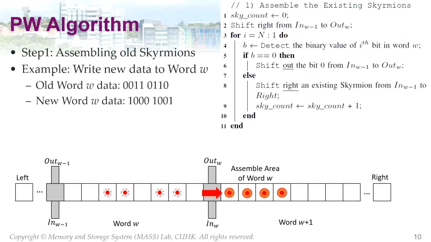The first step is to assemble the old skyrmions, just like the below figure shows. Whenever a new data word is written to the word W, the PW will first count the old skyrmions and then assemble them to their assembly area, which is allocated at the word W+1.